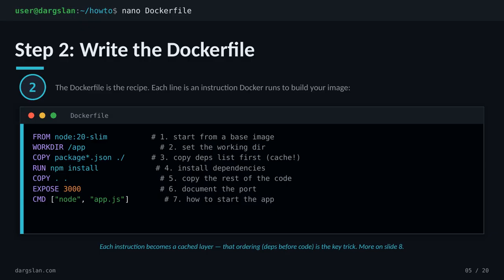And here's that Dockerfile. Think of it as a recipe Docker follows top to bottom. We pick a small Node base image, set a working directory, then, and this is the subtle part, copy just the package files first and install dependencies before copying the rest of the code. We expose port 3000 for documentation and tell Docker how to launch the app. That ordering, deps before code, isn't cosmetic. It's a caching trick we'll come back to on slide 8.